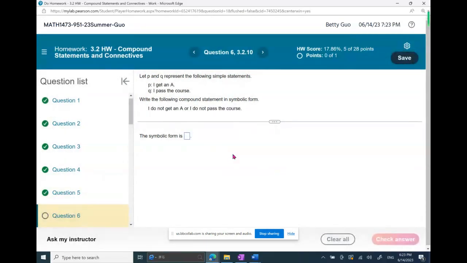Number 6. P is the statement I get an A. Q is the statement I pass the course. Write the following compound statement in symbolic form: I do not get an A, or I do not pass the course. Okay. The key word here is OR. Or in logical symbolic form is this symbol.